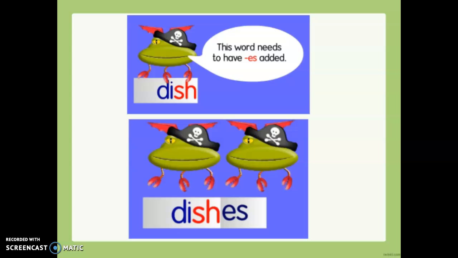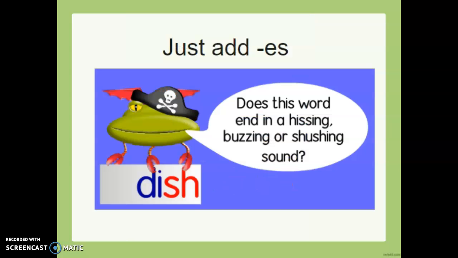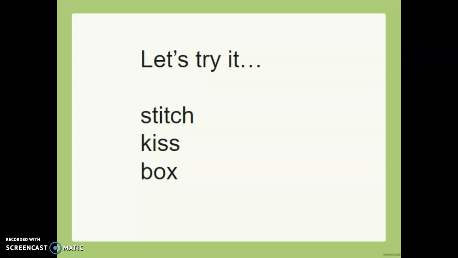So have a look at these words. Remember, if it's got a hissing, buzzing, or shushing sound, it's a bit tricky to say, so we add ES. Have a go with these ones. The first word is stitch. We can't just add an S to that because it would be too tricky to say. So we say stitches. We add the ES. Kiss becomes kisses. Can you hear it when you say it? It's got more than one phoneme at the end of it. Box, boxes. That's where we add the ES.